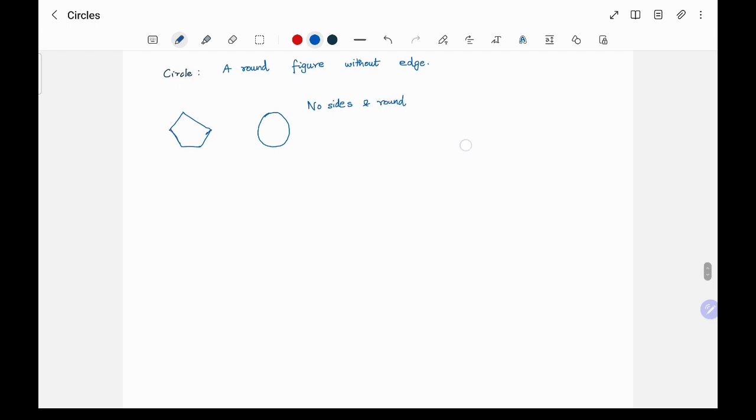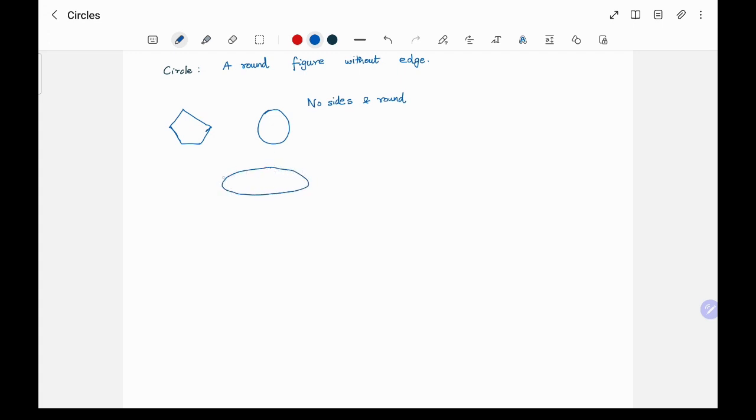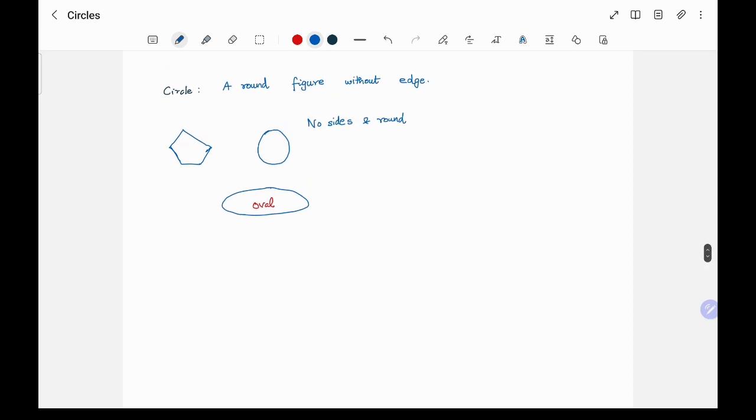So how round is it? If we can call this also a circle, this also is round and it has no sides, right? This is almost looking like an oval shape. So what exactly is a circle then?